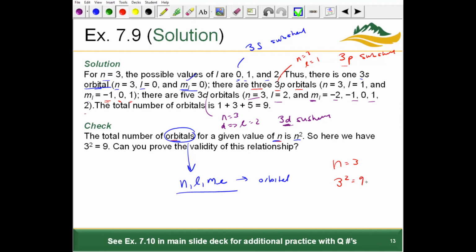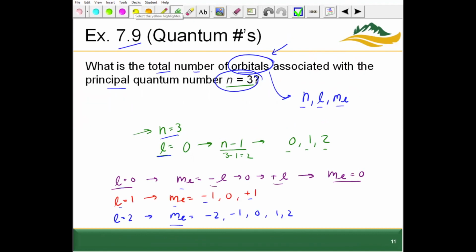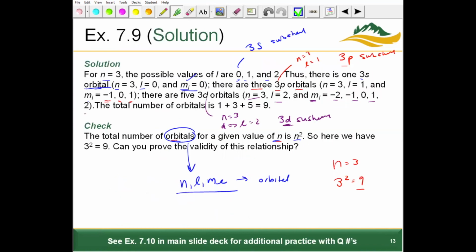Does this line up with what we found? Well, let's count them. So here's 1 orbital, here's 2, 3, 4, 5, 6, 7, 8, 9. All these different m sub L values with their specified n and L values. We have 9 of these total, so 9 different orbitals for a value of n equal to 3. That does match up with this equation.